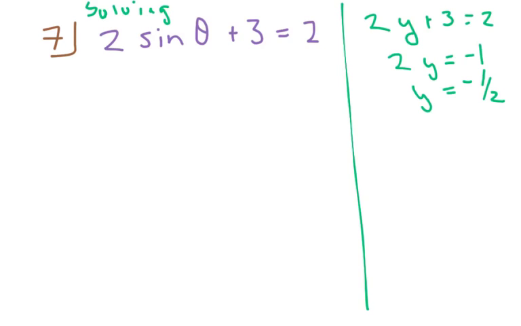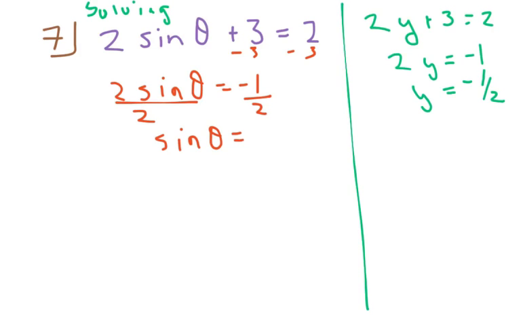So here we go. We're going to subtract the 3 from both sides, and we get 2 sine of theta equals negative 1. Divide both sides by 2, and we get sine of theta equals negative 1/2. Now, if you don't know that already, we know that theta, if you look on your unit circle, is going to be 7 pi over 6, or theta is 11 pi over 6.